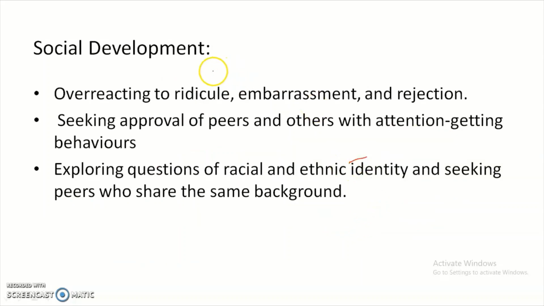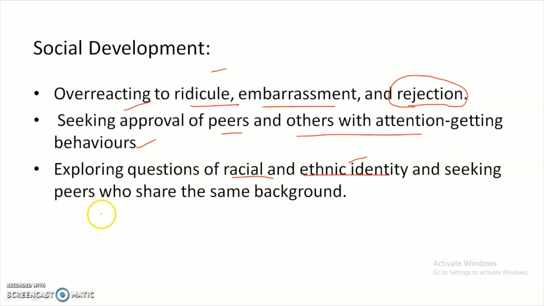And next one is the social development. Overreacting to ridicule, embarrassment and rejection. If anybody rejects them, they will definitely overreact. And seeking approval of peers, that means if you appreciate them, they will take it for granted immediately. And with attention-getting behaviors, they will try to grab others' attention. And exploring questions of racial and ethnic identity, and seeking peers who share the same background.